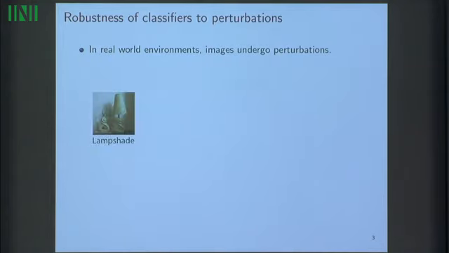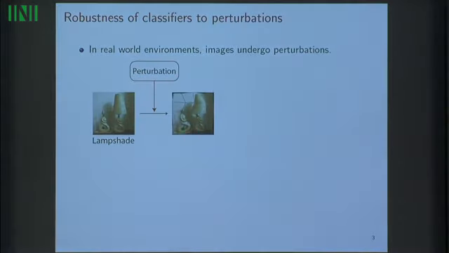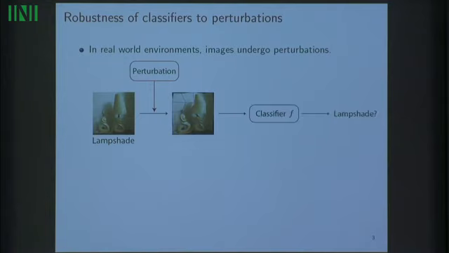Let's say that you have an image here of a lampshade, okay? And you perturb this image just a little bit, for example here through a geometric transformation, and you classify this perturbed image. You want the perturbed image to have the same label as the original image, okay? So that's what I mean by robustness here. In particular here, the robustness to geometric transformations.